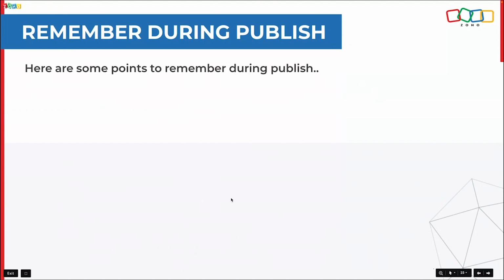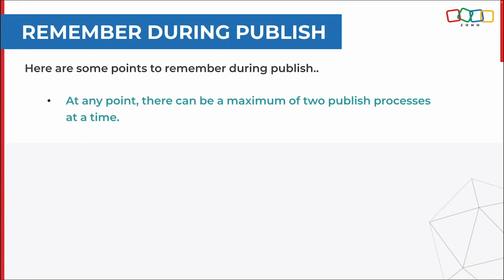Here we will discuss the points to remember during publish. The first point states that a maximum of 2 publish processes can be initiated at a time. What we refer to as the 2 publish processes is one from publish to stage and another from publish to production. This means that if one app is undergoing a publish to stage process, the developer or the user cannot initiate publish to stage for another app at the same time. So only one publish per environment. You should make note of this.